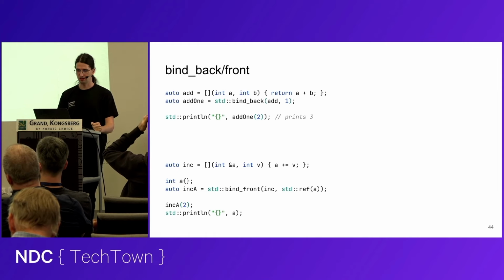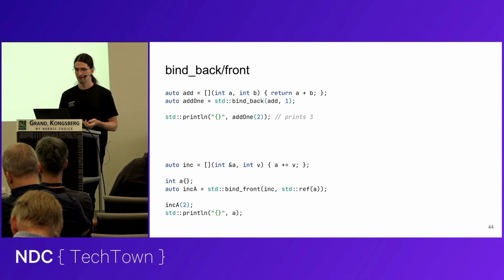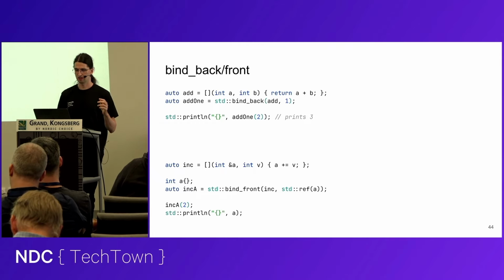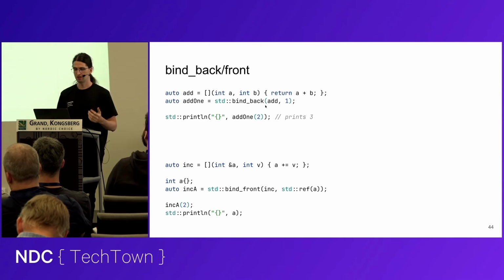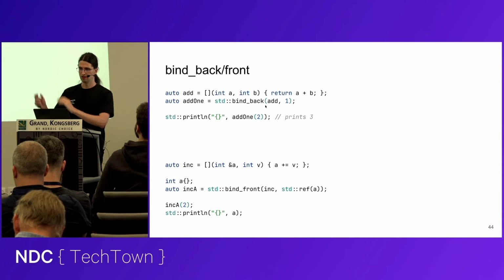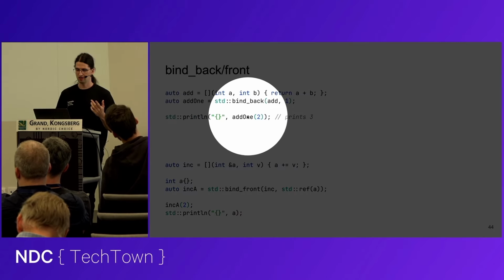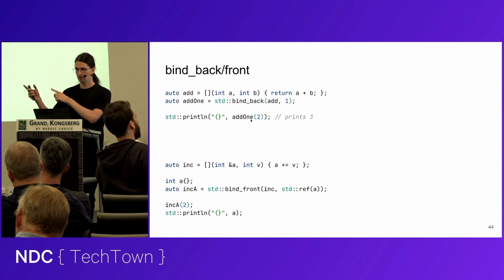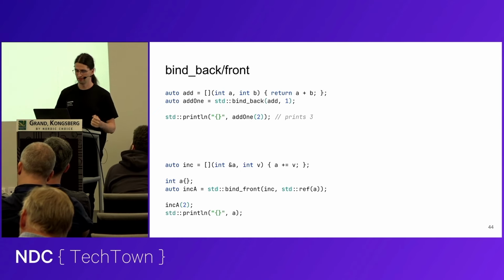So just imagine we have a function for adding things, like add two ints, and we want to transform it into another function. Here on the second line, we invoke this std::bind_back, and it means that it binds 1 as the second argument and returns you a new function, add1. So now it can be invoked with a single argument, and the second will always be 1. So this one prints 3. So that's how bind back works.